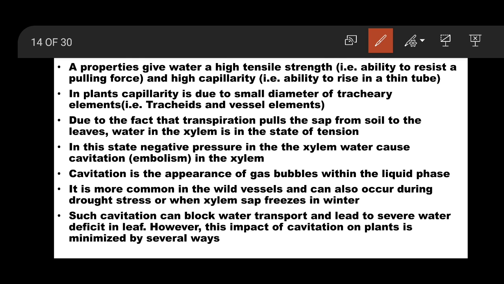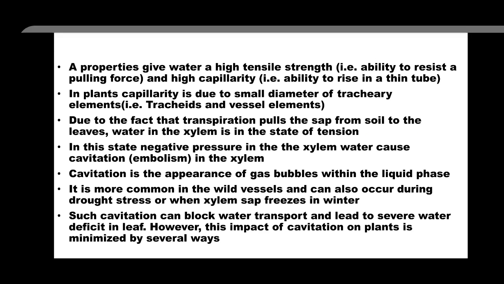Such cavitation can block the transport of water completely, and lead to severe deficit in the leaf. Water will not move towards the leaf because cavitation has occurred there. Because of this, the plant can even die. However, death does not occur, because the plant has many mechanisms to compensate for this cavitation or embolism. The impact of cavitation on plants is minimized in several ways, which are not part of our syllabus.